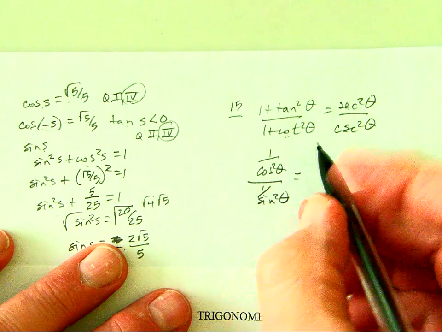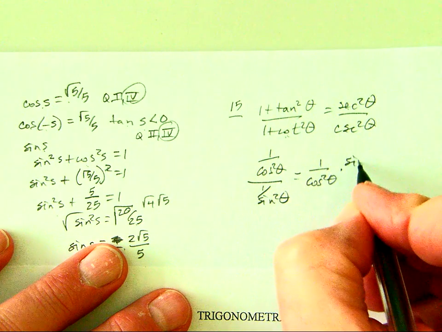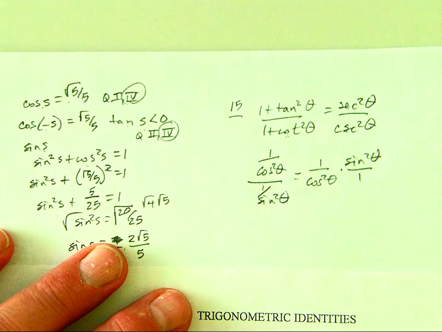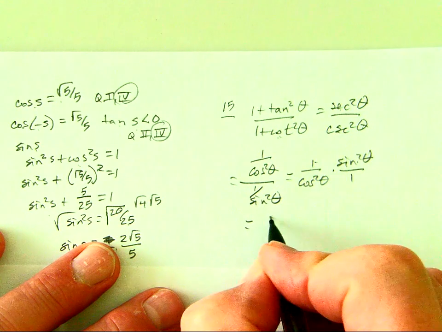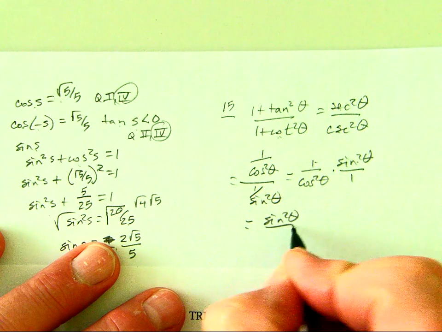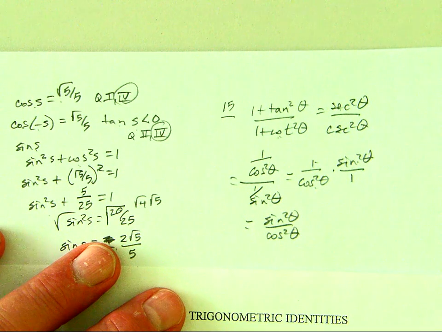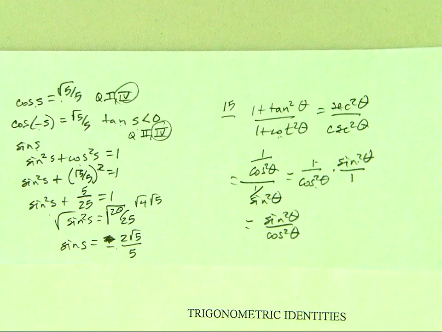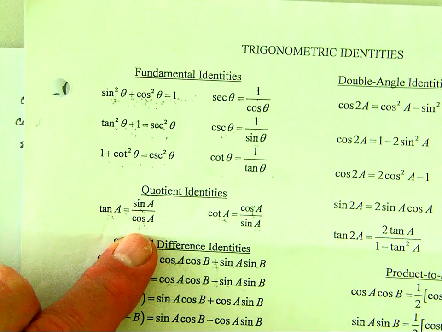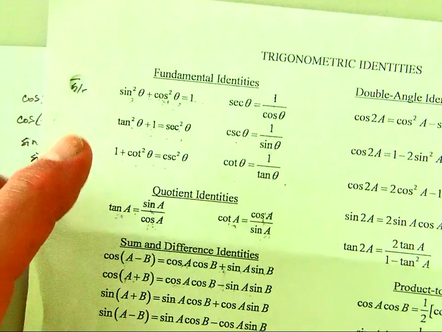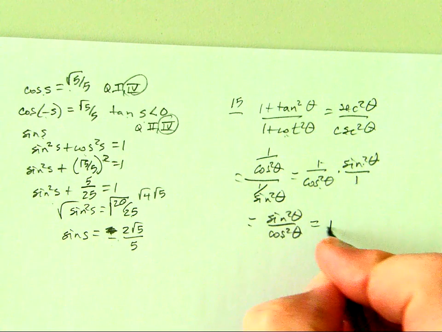Now remember, when we have a fraction like this, we take the top times the reciprocal of the bottom. So that equals 1 times sine squared on top, cosine squared times 1 on the bottom. So we have that. We want to simplify that further. We have an identity that says sine over cosine equals tangent. If that's the case, then sine squared over cosine squared should equal tangent squared.